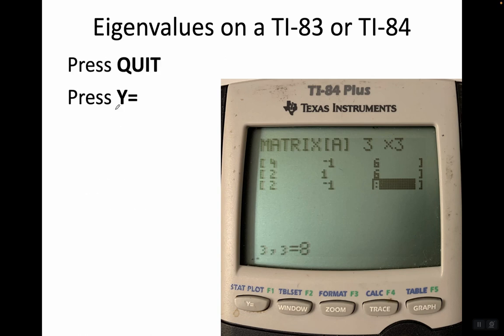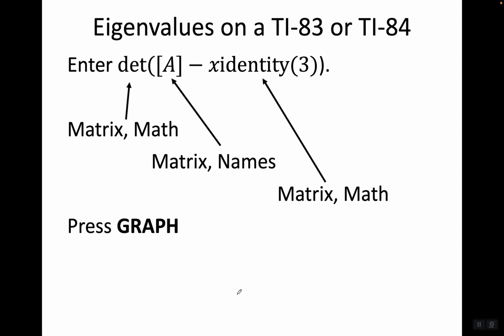Now you press quit, and then y equals. Quit is, you can see where the quit button is. And then press y equals. Now you enter determinant. This is available under matrix and then math. Left parenthesis, you probably don't need that. That'll be automatic. A, that's under matrix and names. You've got the minus sign here. This is subtraction, actually. And then X, that's under X,T,theta,n. And then identity 3, that's the 3 by 3 identity matrix. So that's under matrix and then math, and then close the parenthesis.